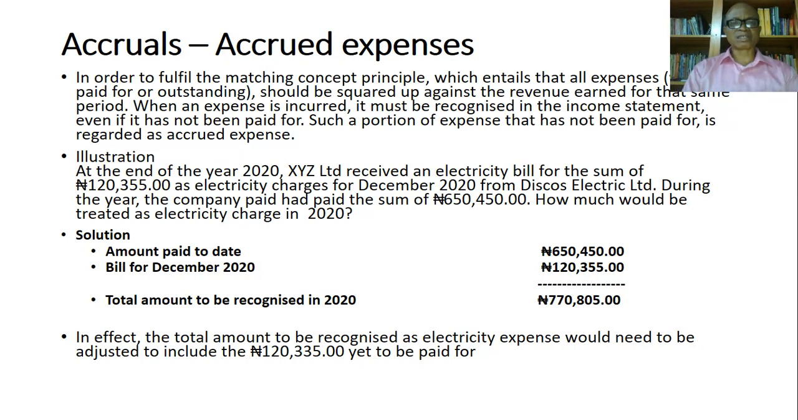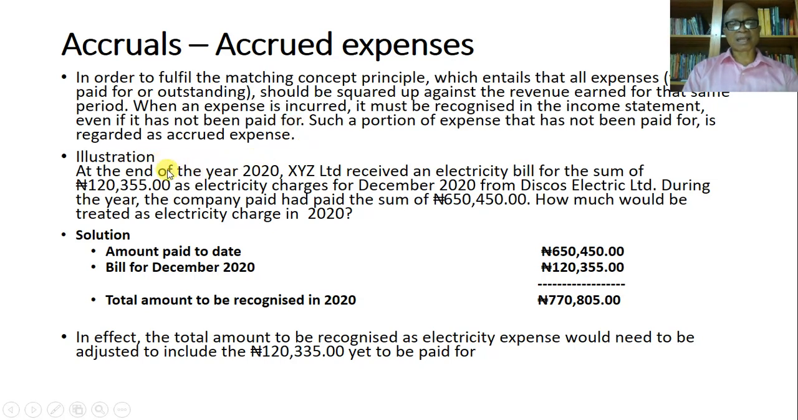For example, we talk about insurance. In some cases, it could also come in the form of rent. In some other cases, it could also come in the form of periodic expenses which the company or entity has not been able to make payment for. So we're saying that in order to fulfill the matching concept principle, which entails that all expenses, whether paid for or not, should be squared up against the revenue earned for that same period, when an expense is incurred, it must be recognized in the income statement, even if it has not been paid for.